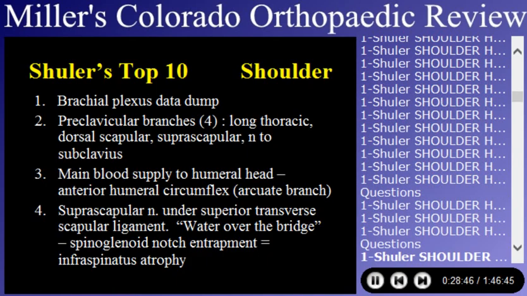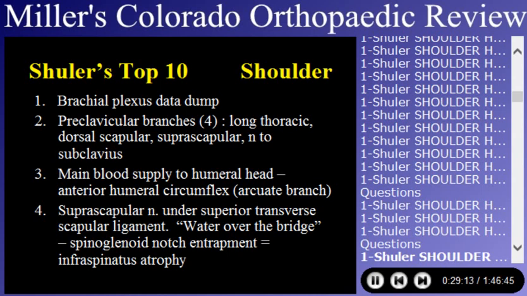Top 10, brachial plexus data dump. You got to know it. That's also why I included an extra handout on it. Do not forget reverse orientation. Know your preclavicular nerve branches. There's 4, as shown there. Blood supply to the humeral head, anterior humeral circumflex artery, in specific, the arcuate artery. Test question there with that anterior humeral plating. Why do you get osteonecrosis? Suprascapular nerve. Do not forget it. It goes under that ligament, the superior transverse scapular ligament.